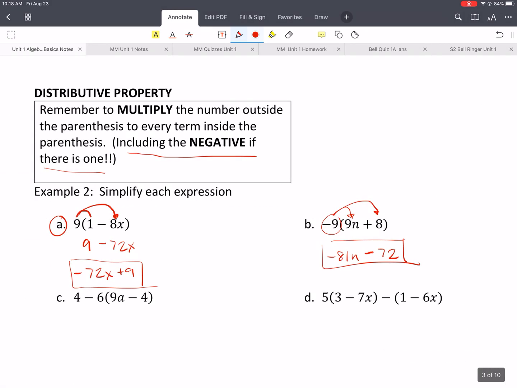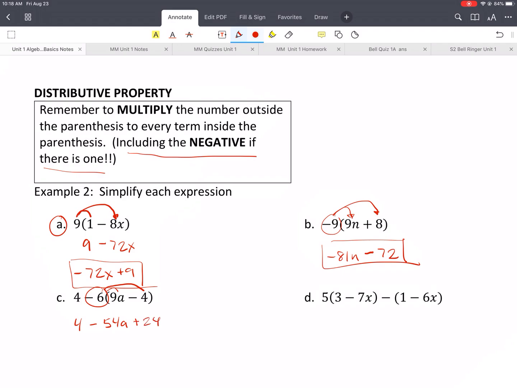And check your answers. So here we're going to distribute this negative 6. We still have this 4. We'll get a negative 54a, and then we'll distribute it to this negative 4 to give us a positive 24.